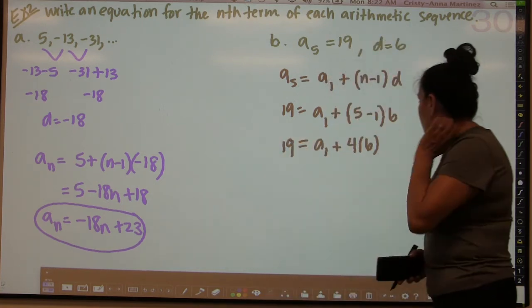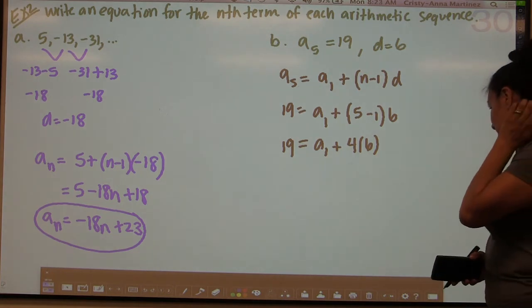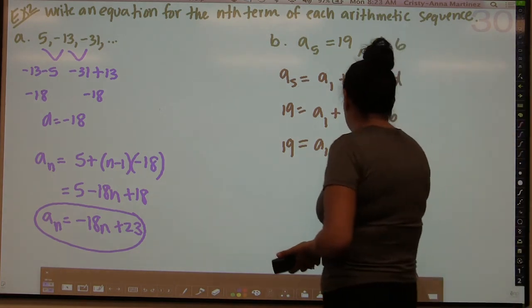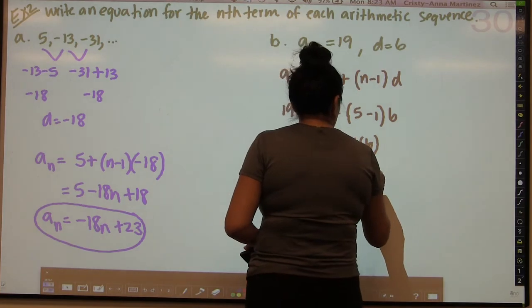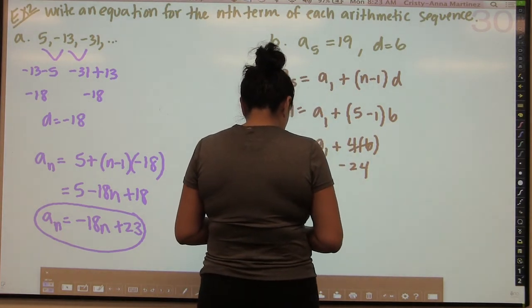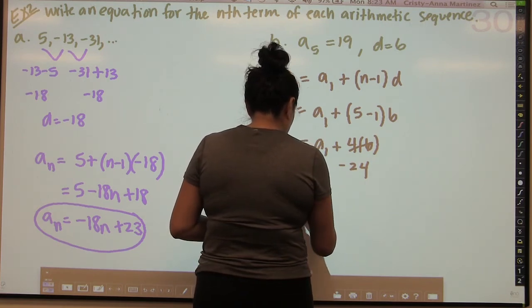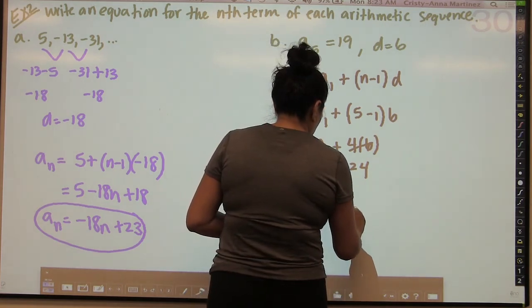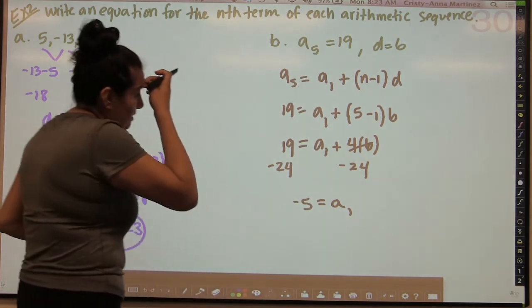So we have a sub 1 plus 4 times 6, and of course 4 times 6 is going to be 24. So we're going to subtract 24 from both sides, and then 19 minus 24 is going to give you negative 5. So it turns out that a sub 1 equals negative 5.